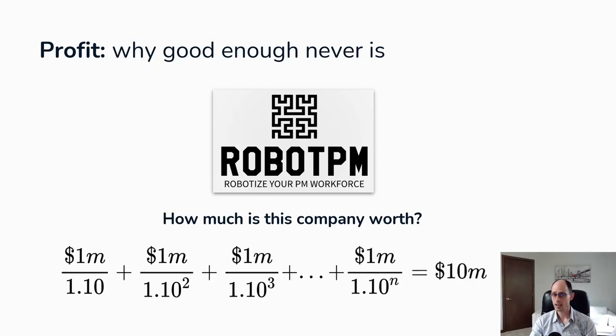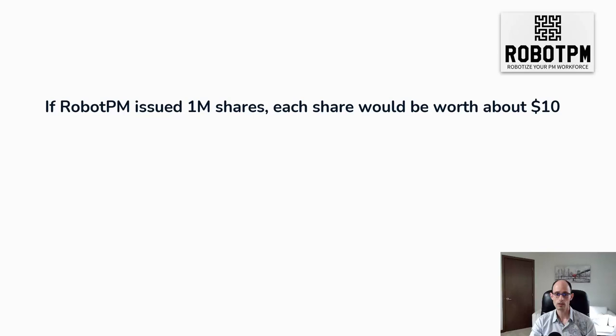So a company like Robot PM is basically worth $10 million today, because that's what happens if you keep adding these expected future profits and discounting them by 10% a year. Now, if Robot PM has 1 million shares, and investors generally agree with the assumptions that we've seen about the company's future profit and the discount rates, then every share should be worth about $10.